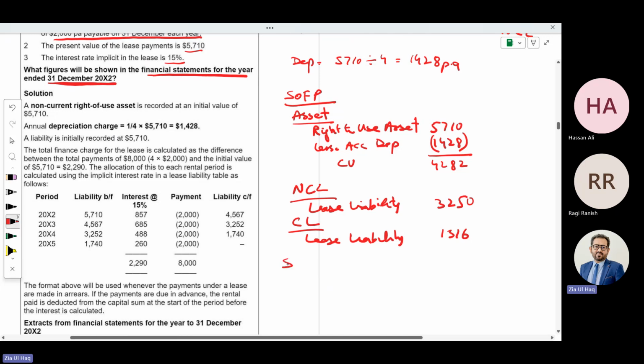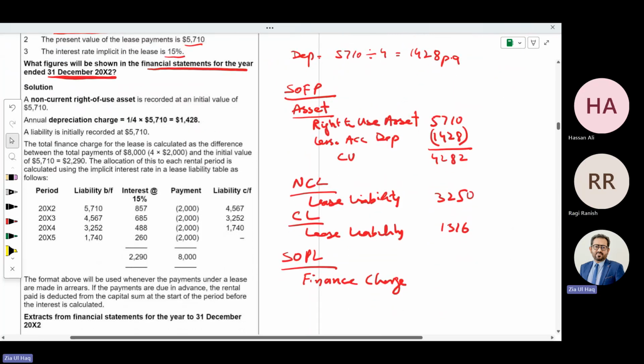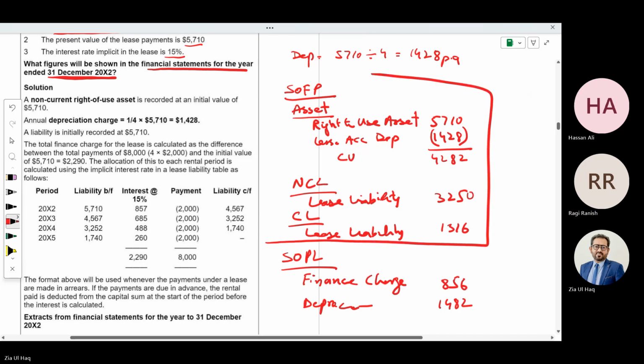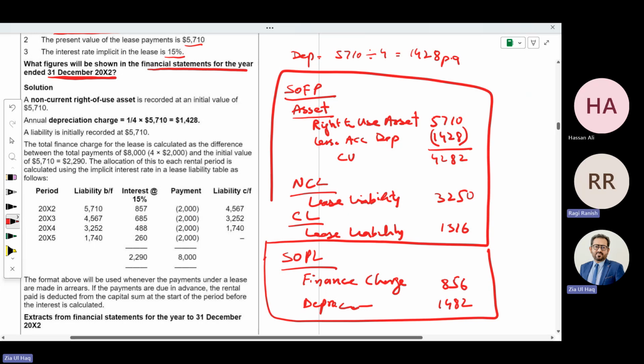And the statement of profit and loss account will have a finance charge of what amount? 856. And we'll have depreciation of 1428. Can you understand this? Financial statement extract. Is that clear?